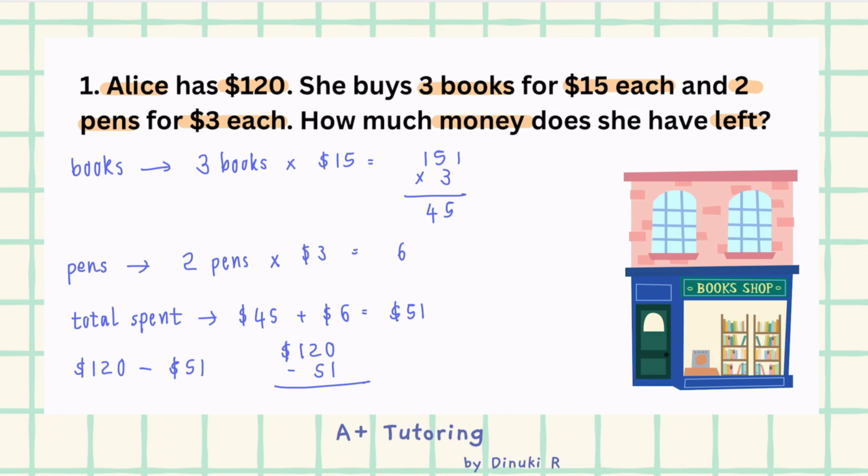So we can't take 1 from 0, so we borrow from our neighbor. This becomes 10. 10 take away 1 is 9. Because we borrowed, this has to become 1. We can't take away 5 from 1, so we borrow from our neighbor again. Neighbor becomes 0. This becomes 11. 11 take away 5 is 6. So how much money is left over? $69. Again, make sure you've got your units whenever you write your answer down. Okay, let's move on to the next question.